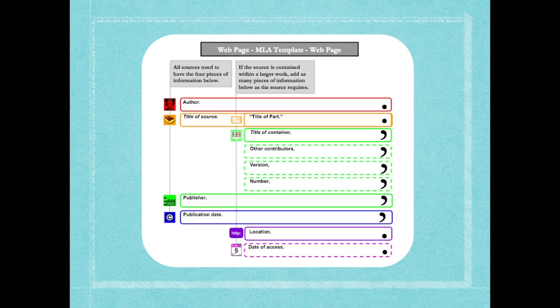What organization created this website? Another comma, publication date. Now, because we're not done yet, publication date, comma, and then the web address with a period and the date of access with a period.